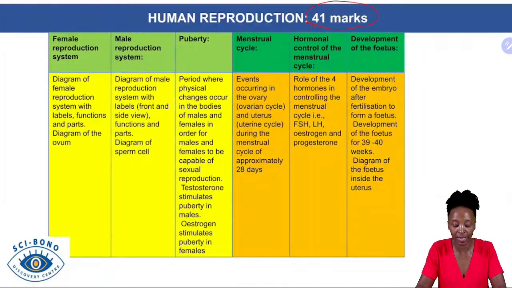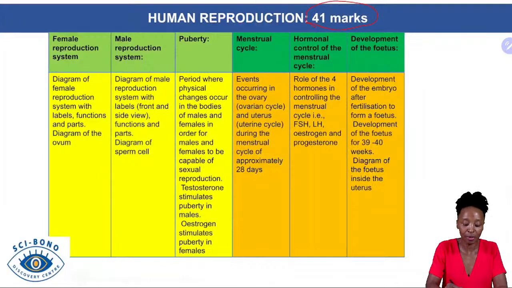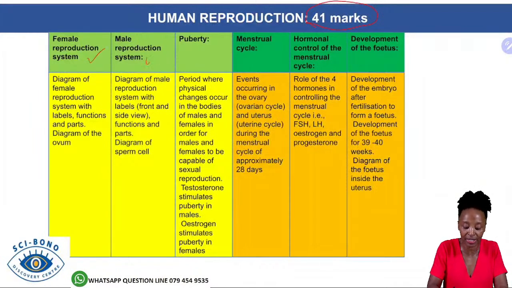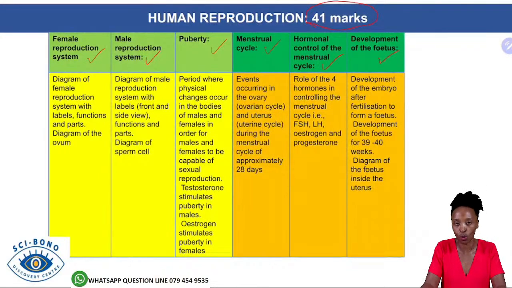Then what is it that we are going to be looking into? Remember, with human reproduction, there are always structures. In Life Sciences, there are always diagrams where you must know the different parts and know the functions. So we are going to be looking at the female reproductive system, the male reproductive system, puberty, the menstrual cycle, hormonal control of the menstrual cycle, and lastly, the development of the what? Of the fetus. But for today's lesson, we are only going to focus on the 3 highlighted in yellow. So we will look into the female reproductive system, male reproductive system, and puberty. So this is part 1 of the lesson under human reproduction.